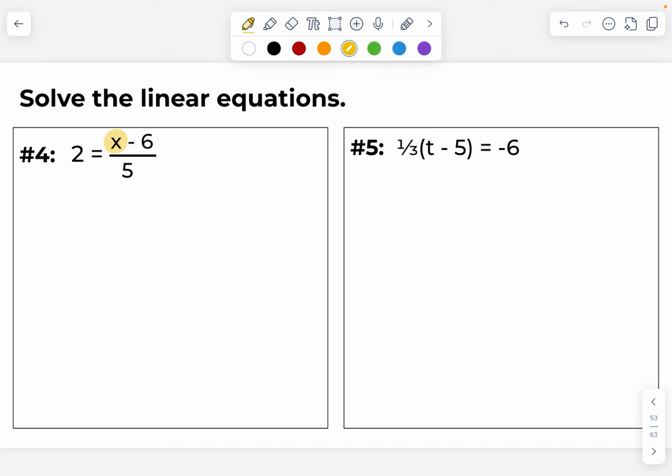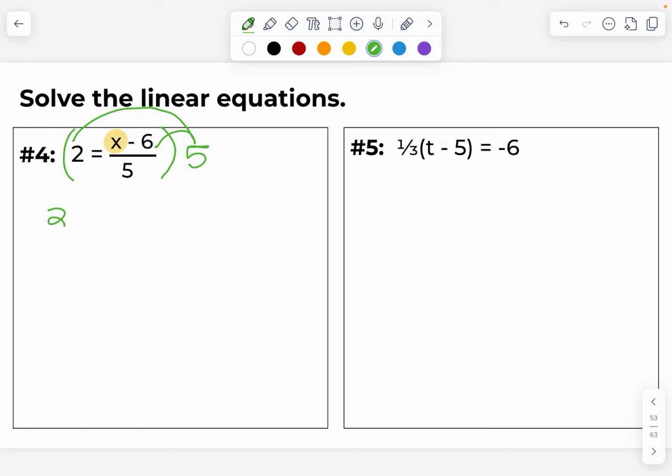So to deal with a fraction, I'm going to do the opposite here. So instead of dividing by 5, the opposite of dividing is multiplying by 5. So I'm going to multiply by 5, and actually I'm going to write this like this. Okay, so I'm just going to multiply this whole thing by 5. So that means I'm multiplying this side and this side of my equals by 5.